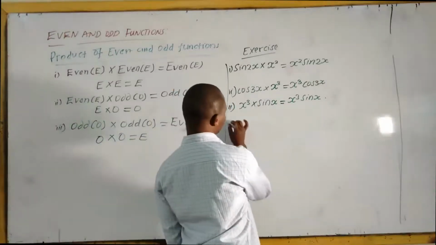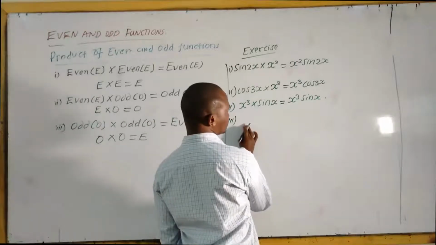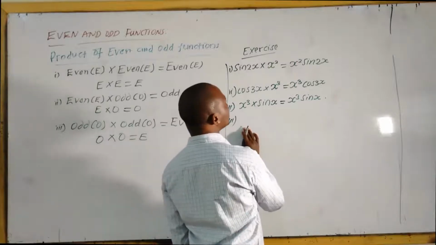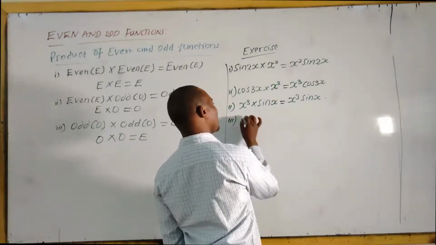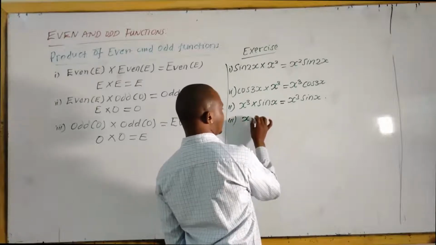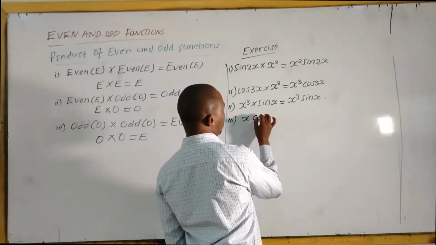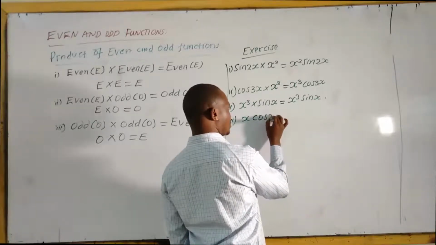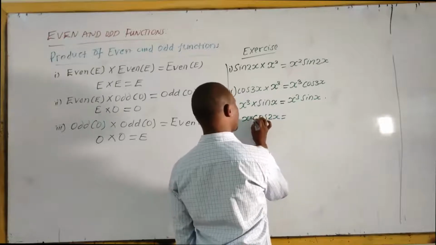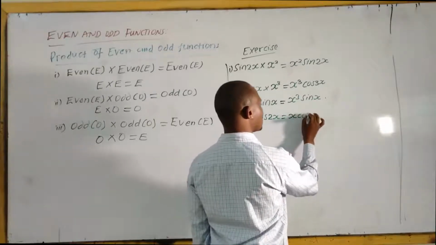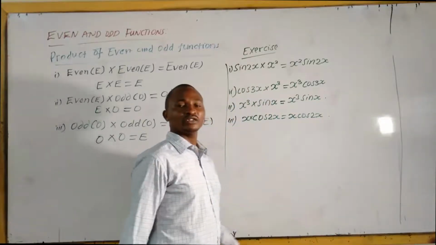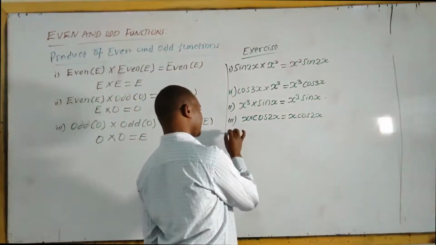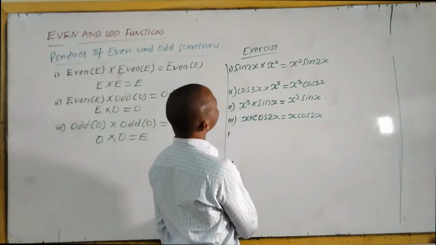Let's multiply x times cos 2x, so that we get x cos 2x. Is it odd or even? I think that is enough.